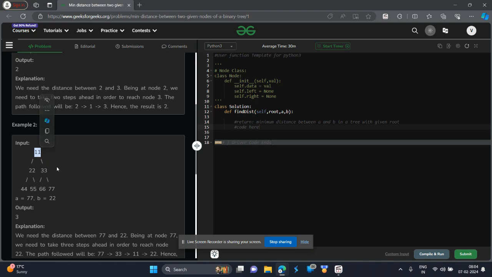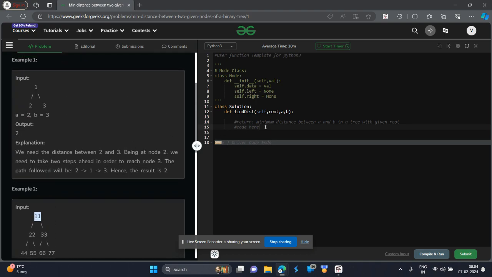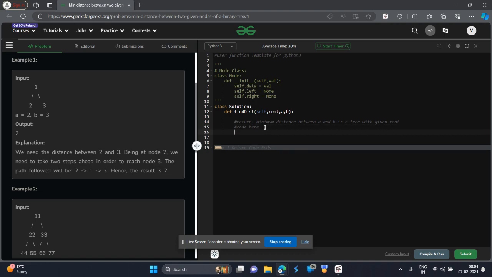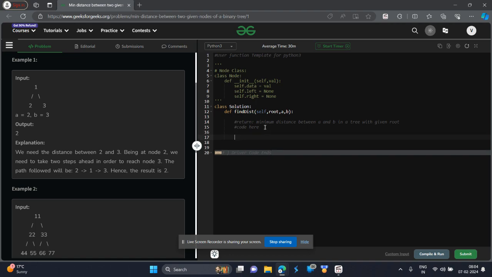So I will solve this question using lowest common ancestor. I will find the lowest common ancestor and successively its distance from both the nodes, add them and return the result. For this, we will take help of a utility function.